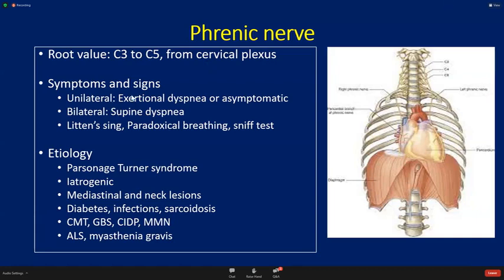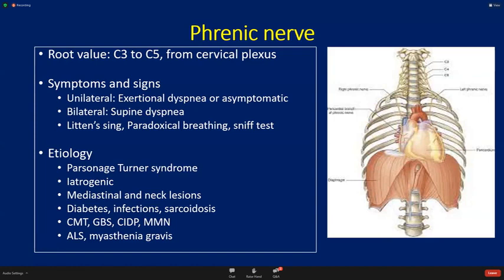For the signs of unilateral weakness, you would look for the Litten sign. That is, when the patient breathes in, the parietal pleura remains very close to the diaphragm, and there is flattening of the lower intercostal space during inspiration, and that flattening is lost when there is unilateral weakness of the diaphragm. When there is bilateral weakness of the diaphragm, you would be looking for paradoxical breathing. That is, during inspiration, rather than the abdomen moving out, the abdomen would be moving in.